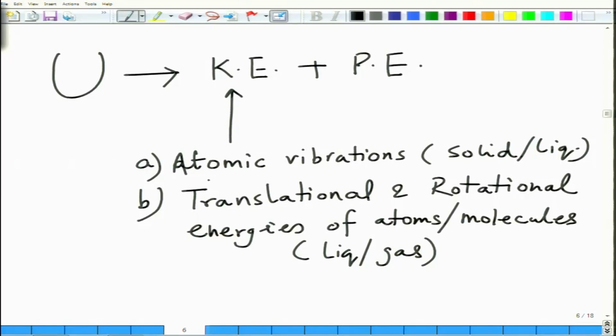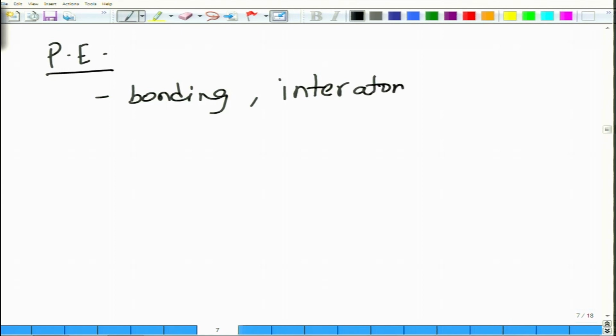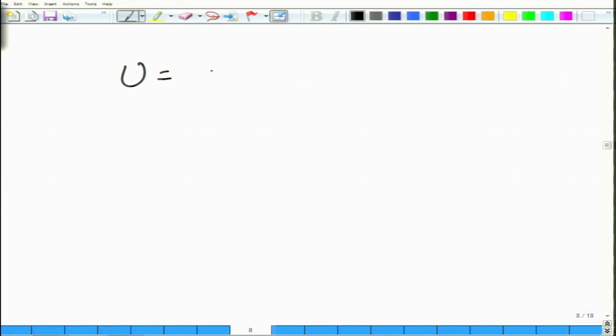The kinetic energy is because of atomic vibrations, which could be in solid and liquid both, as well as translational and rotational energies of atoms and molecules, whereas potential energy is because of, as I wrote just now, bonding and inter-atomic interactions. So this gives rise to total energy, which would be Ke plus Pe.